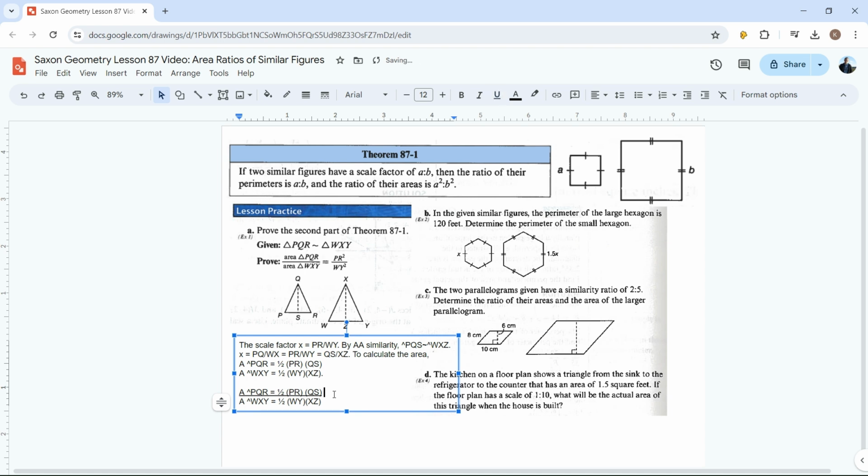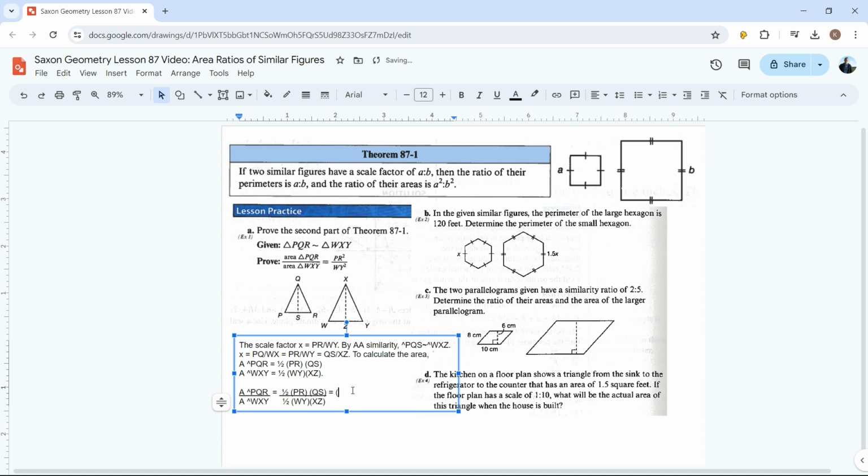Now, what I can do is I can cancel out. So the area of PQR over the area of WXY equals, and I should just put one equal sign here. Let me fix this. So that's the thing that was standing out as a little bit confusing about this. Okay, so there should be one equal sign in between these two fractions. There we go. And now let's just take a look at this. I can cancel anything that's the same in the top and the bottom. 1/2 over 1/2 cancels out.